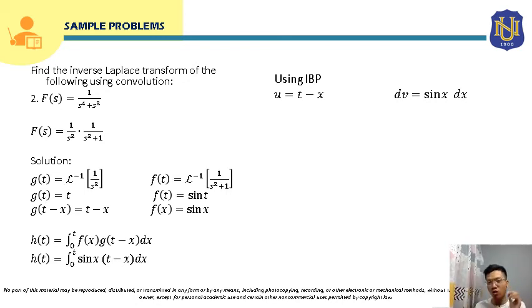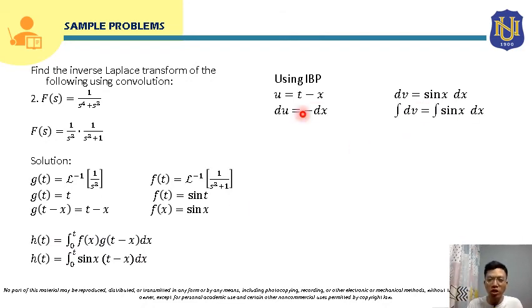For u, what we're going to assign here is the function that comes first in the acronym LIATE. In this case, the function that comes first is algebraic, before exponential. So we will assign t minus x to u, and then we will assign the remaining function to dv together with dx. So our dv is sine x dx.